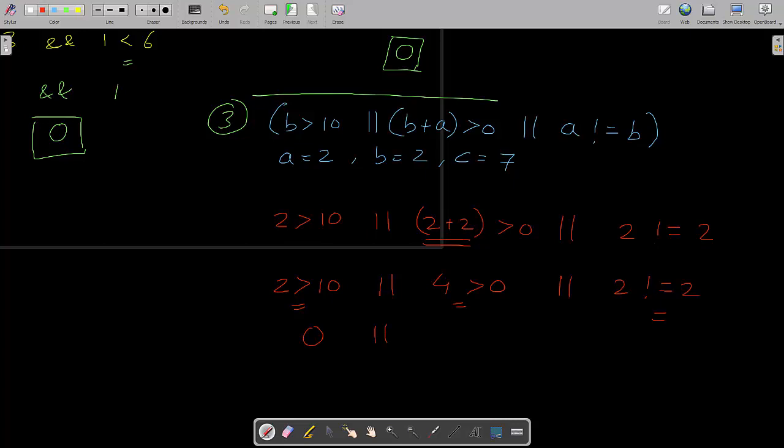False means 0. 4 is greater than 0, yes, it is true. And 2 is not equal to 2, this is also false. 2 is equal to 2. So now we can go for ORing the expressions.